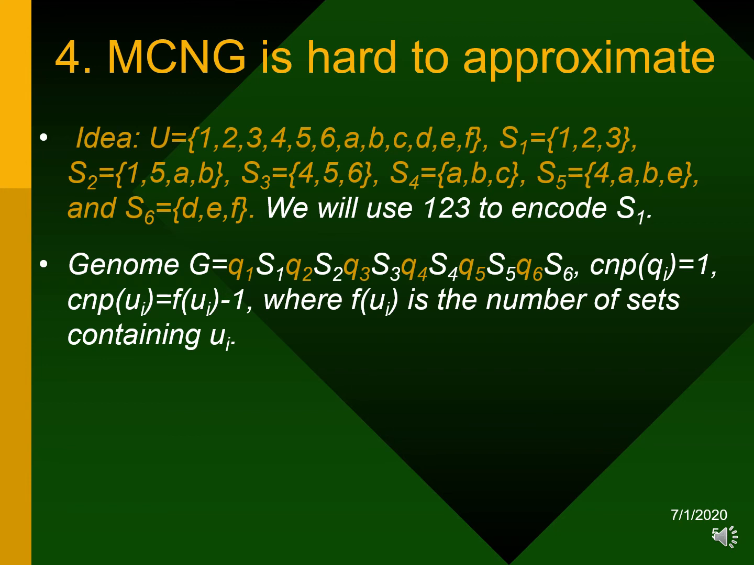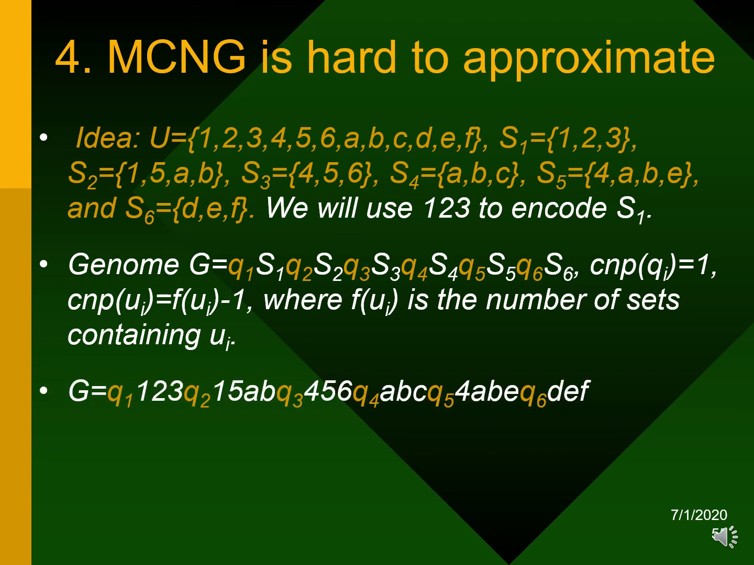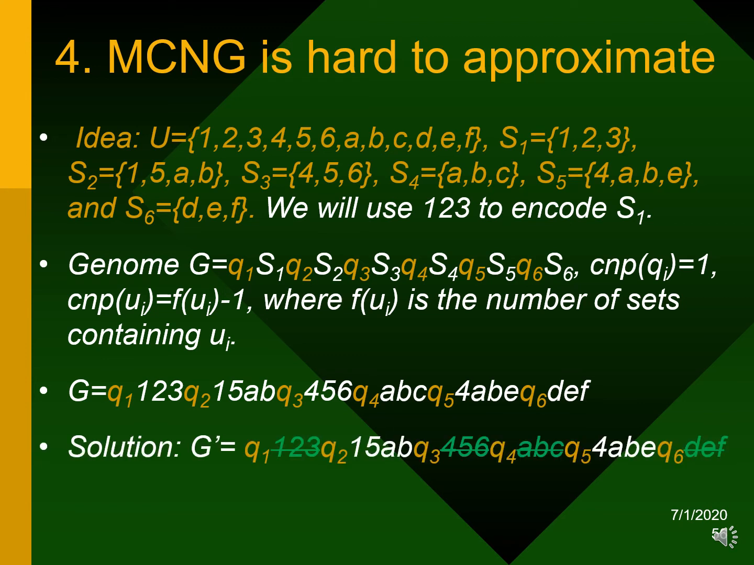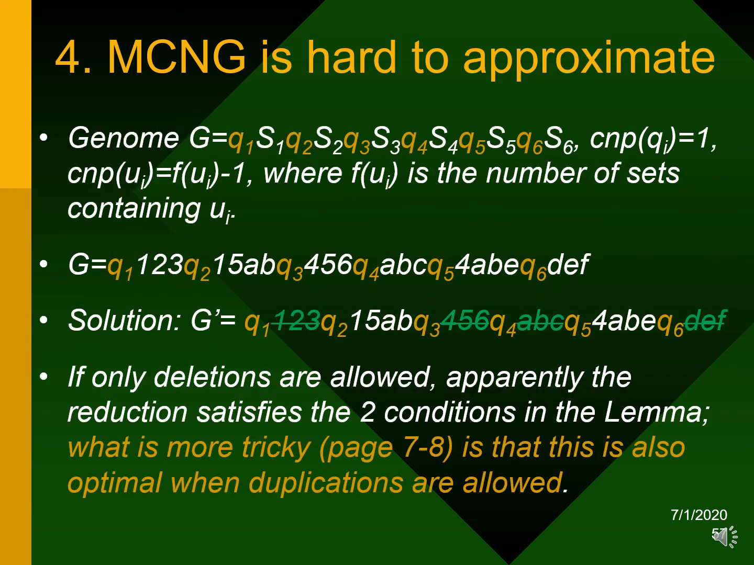And you set the CNP of each of these yellow symbols as 1, and the CNP of the remaining elements as the number of sets containing u_i minus 1, right? And so with respect to this example, this would be your corresponding genome. And the solution would certainly be one exact cover, right? 1, 2, 3, 4, 5, 6, A, B, C, D, E, F. So I will skip the remaining ones.